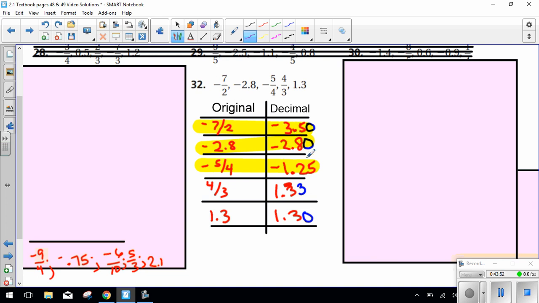Okay, this one looks like -$3.50, -$2.80, and -$1.25. So if I look at just the integers, who's further away from 0: 3, 2, or 1? Hopefully you're saying 3. Then who's further away from 0, 2 or 1? 2. And then this guy is next.